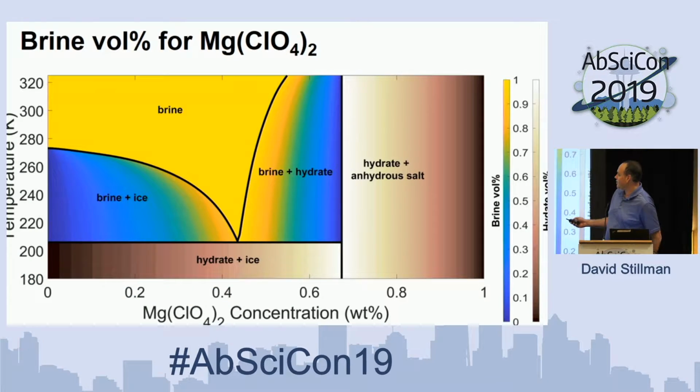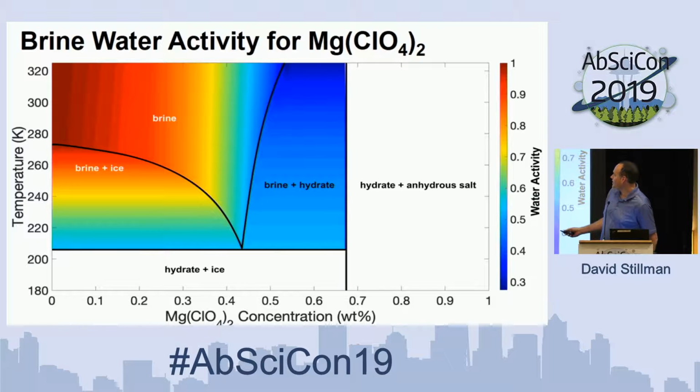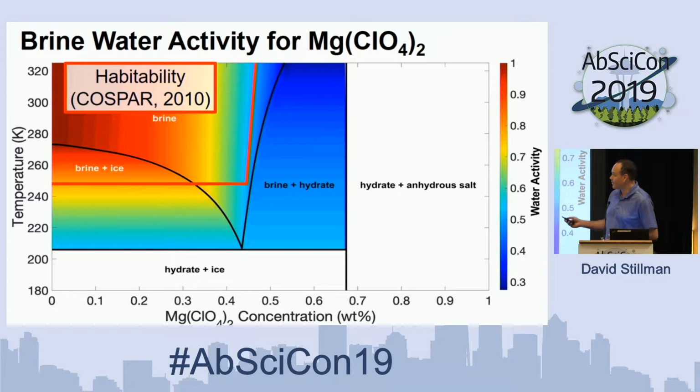So this is just another way of looking at this phase diagram. This is showing how much volume of brine we have. If you're in this area, you have 100%. If you're mixed in these other two areas, and if you're out of the brine zone, you have hydrate instead. Then what we can do is look at the water activity based on these same parameters in this phase diagram, and we do the same thing. We were using the COSPAR definitions just because they were a little more liberal. They were going all the way up to 0.5 water activities and any temperature greater than 248 K, just to try to get some sort of habitability in here.